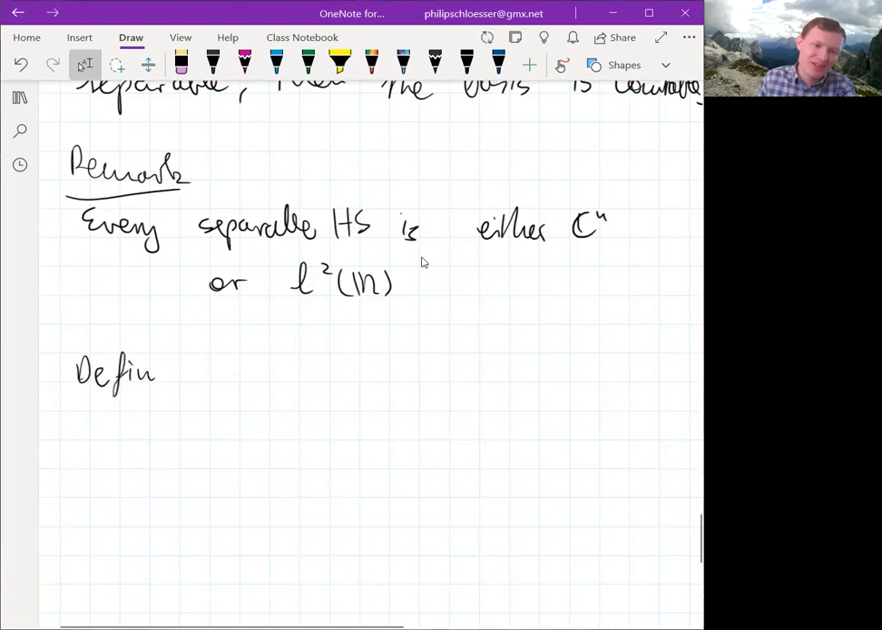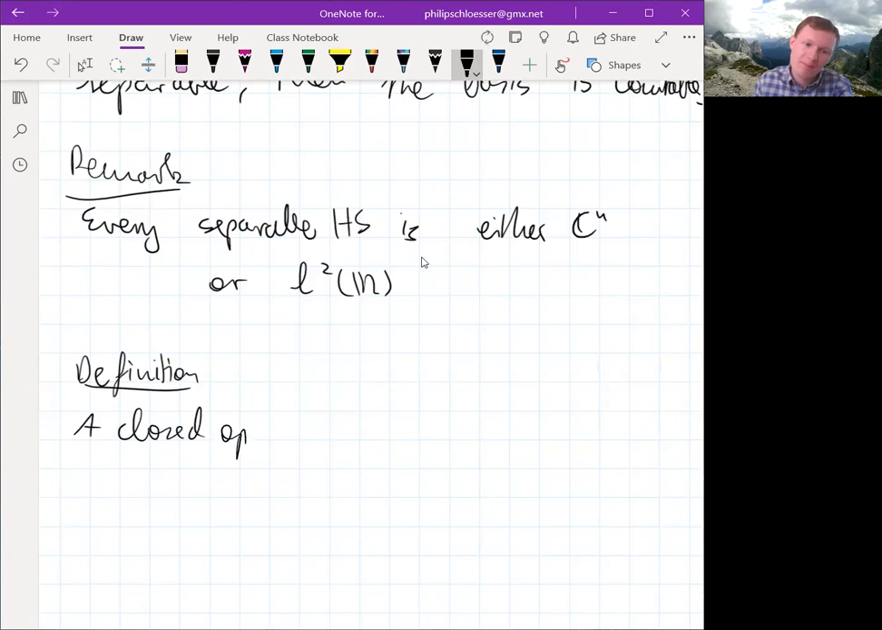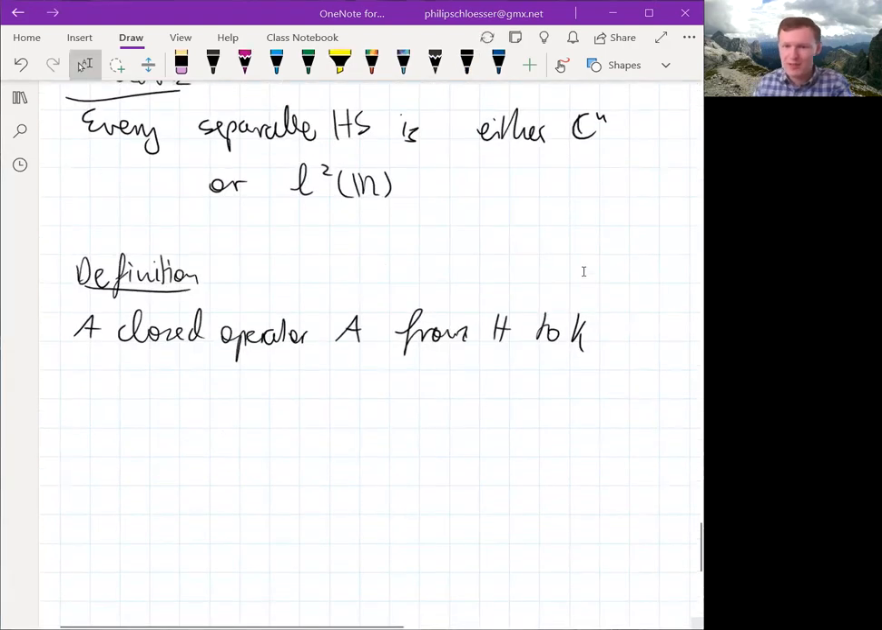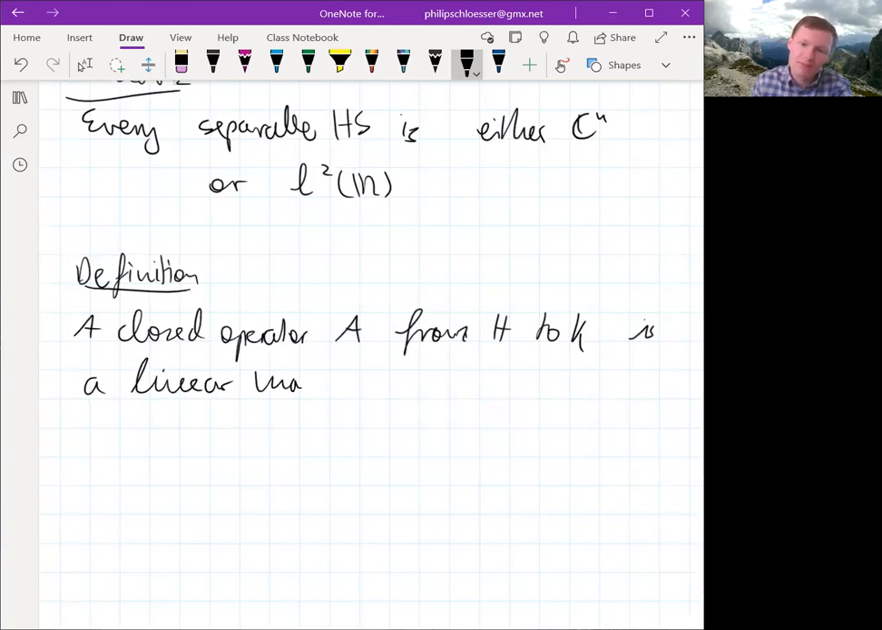So again, a definition. A closed operator A from H to K, where H and K are both Hilbert spaces, is a linear map that is not defined on all of H, but goes from the domain of A to the Hilbert space K, where D(A) is some dense subspace.